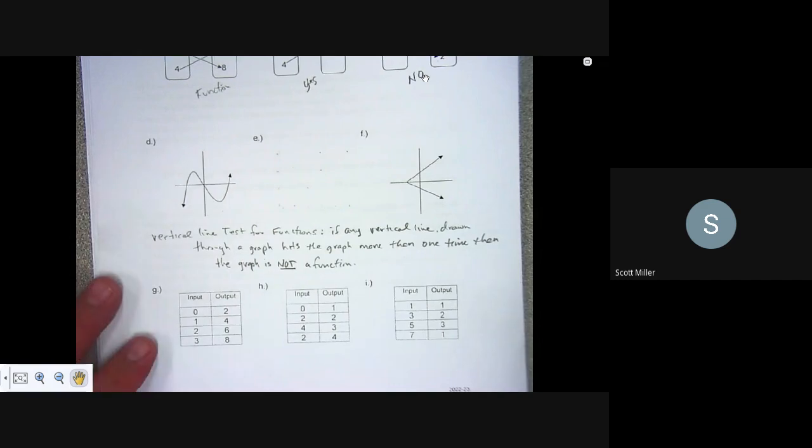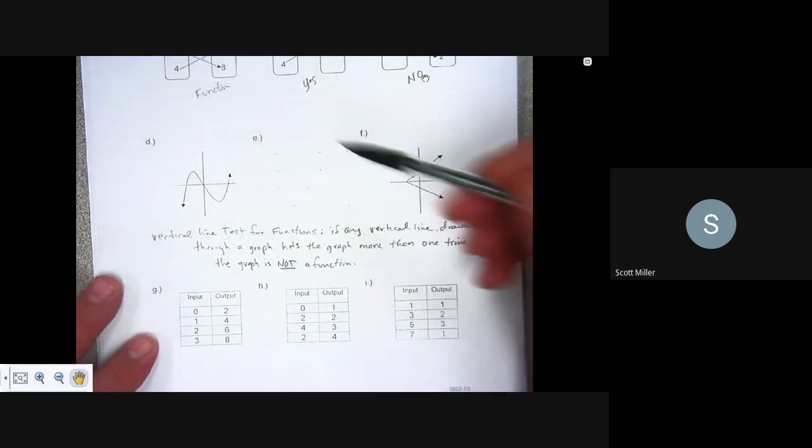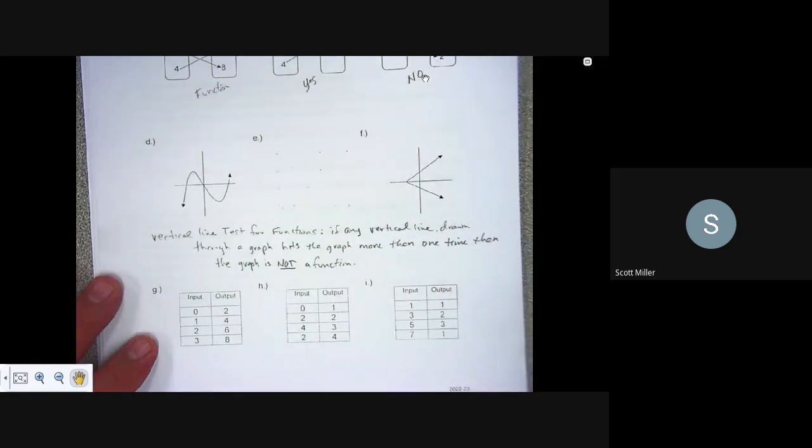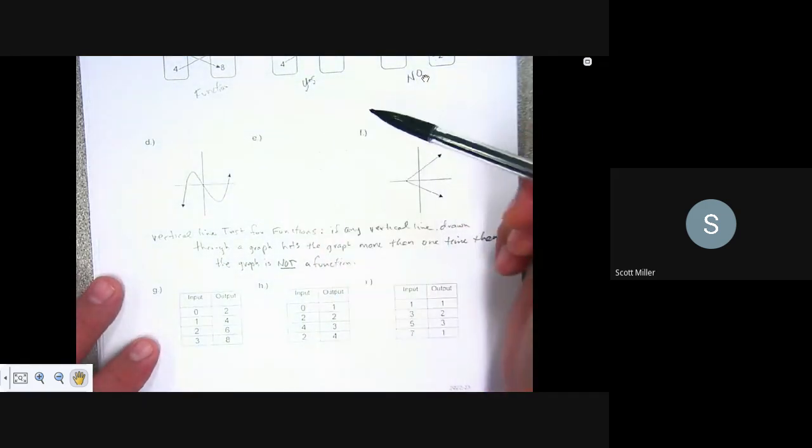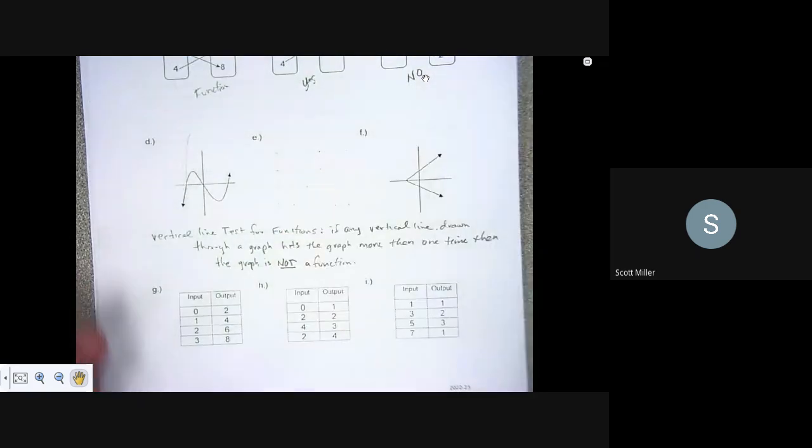Anywhere I can draw the vertical line, anywhere. Vertical lines go up and down. If I can draw any vertical line, not every, but any vertical line, and I hit that graph more than once, then that graph is not a function. If it's a function, it can only hit it once. Remember, because a vertical line is an x value. For every x, there is exactly one y.